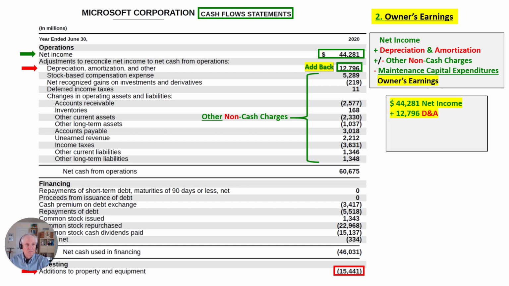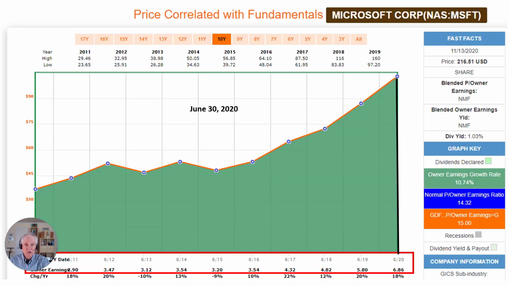44,281 plus the depreciation, 12,796, plus the other non-cash charges, 11,069, minus CapEx. And I came up with $52,705,000,000 in owner's earnings. Now we are going to divide that by the number of diluted shares outstanding to come up with the owner's earnings per share.